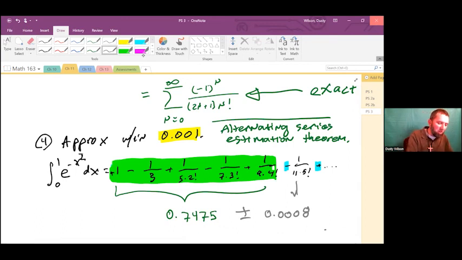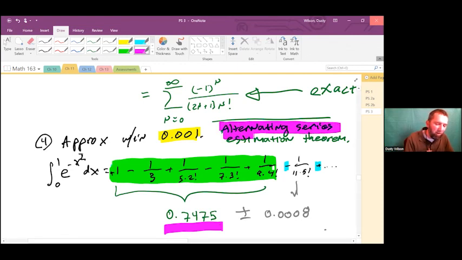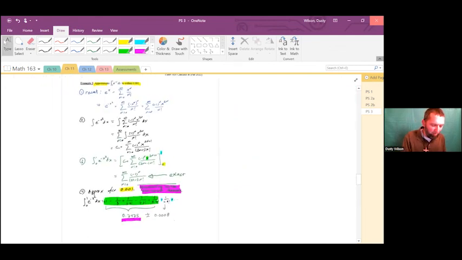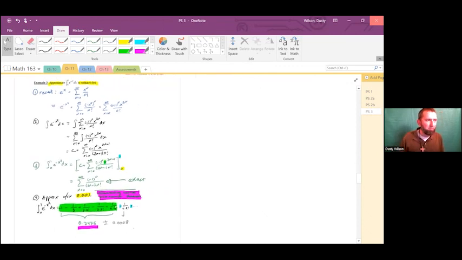Our approximation is 0.7475. And the only strange part about it is we had to use a different error bounding technique other than the Taylor series. We used this alternating series estimation theorem, which is actually quite a bit easier than Taylor's method. So there you have this particular example.